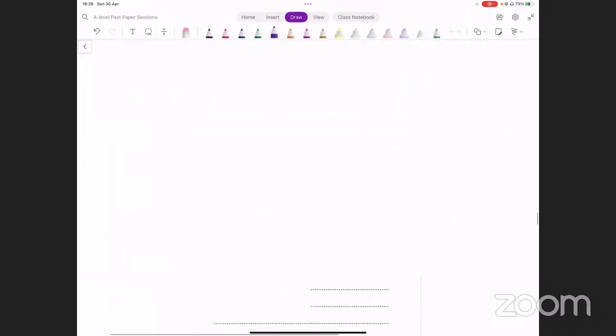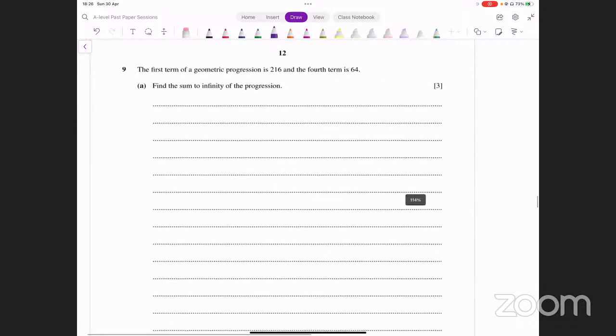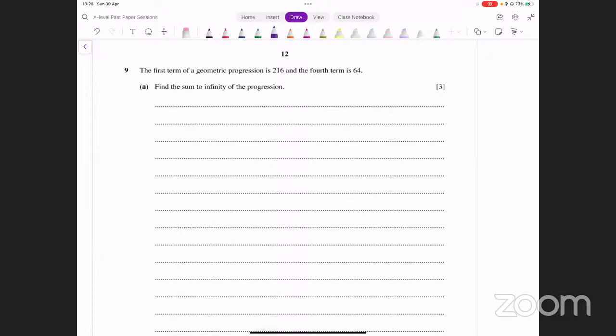Okay, let's do question number 9 now. It says the first term of a geometric progression is 216 and the fourth term is 64. Find the sum to infinity of the progression. Okay, so it's a GP. We know the first term is 216. We know the fourth term is 64.